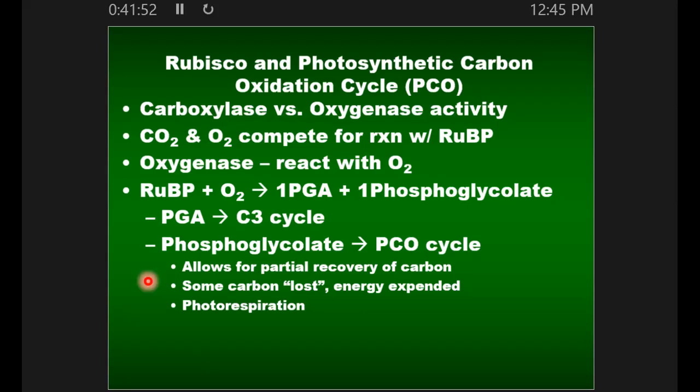So that's where they say it allows for some partial recovery of carbon. What they mean by that is, in the end, there is a molecule made that can feed right into the Calvin cycle. So that's good. But in this process, there's a loss of carbon we're going to see. So some carbon is lost in the sense that, weird, because as you look at this other pathway, carbon dioxide is actually made. Instead of being taken and combined with RuBP, it's actually made and then given off. And so they say it's lost. So we'll look at that.